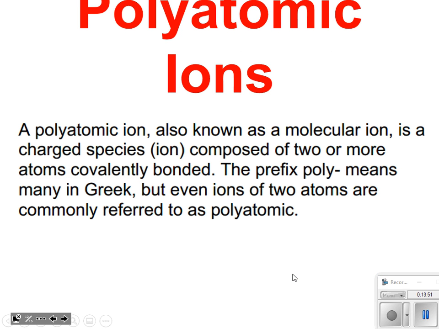A polyatomic ion. Once again, when we broke that down, poly is many. So this is an ion that is made up of many atoms. A polyatomic ion is also known as a molecular ion, because it is covalently bonded, but then it forms an ion. So there is sharing of electrons between the different atoms, and then there's also a transfer of electrons.